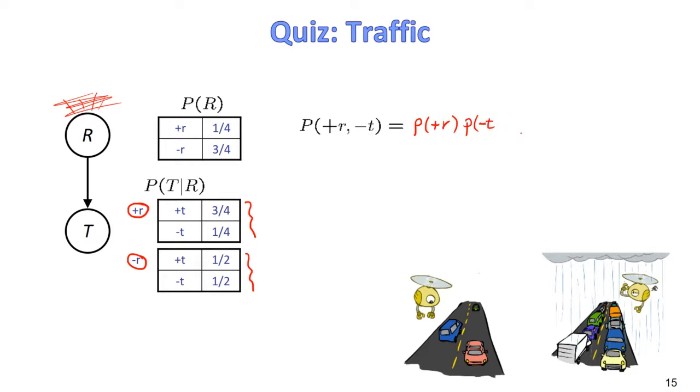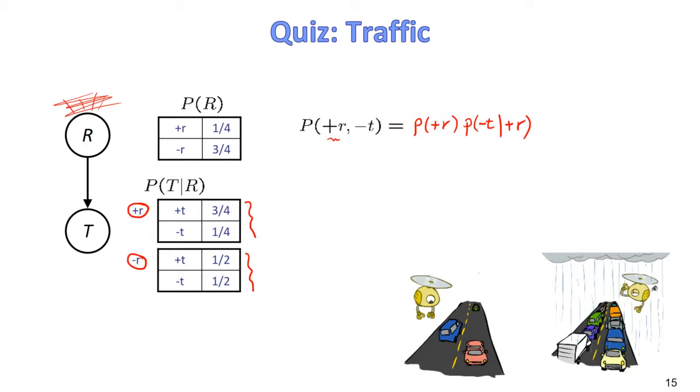But minus T will be conditioned on plus R. Yes, of course. Minus T comes from T, right? That's a value of that variable, and that variable has one parent, which is R, right? So we'll have to condition on the value of R. What is the value of R? It's plus R, right? So we'll have minus T given plus R. Very good.